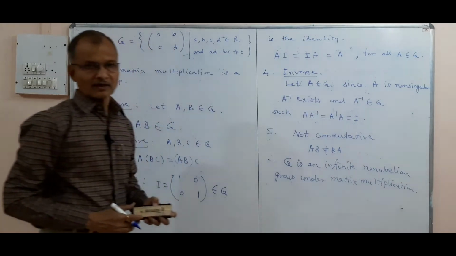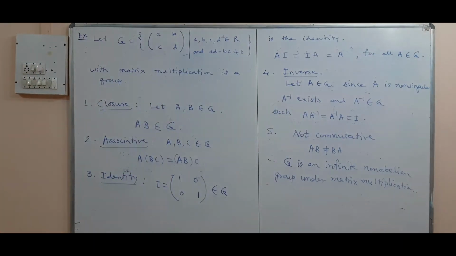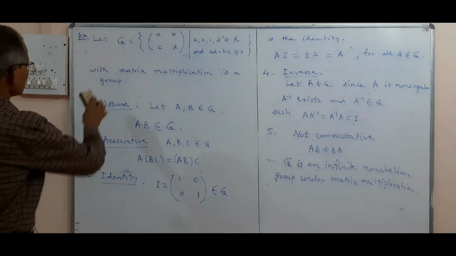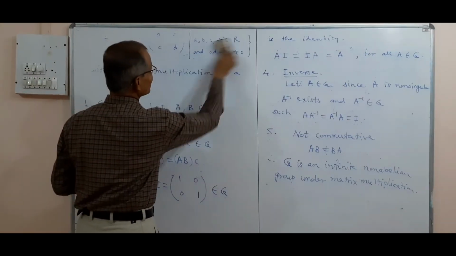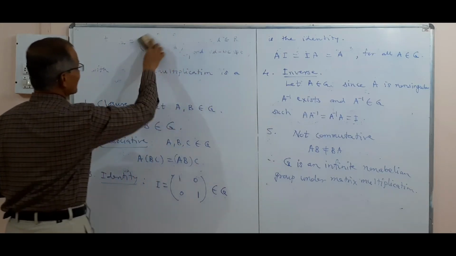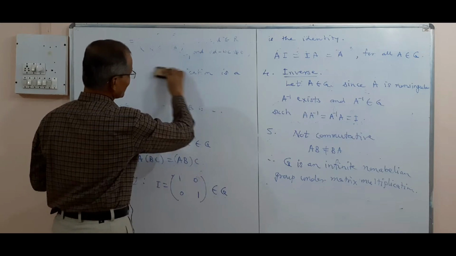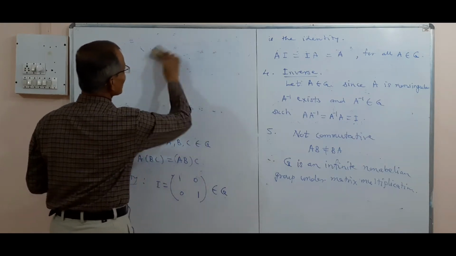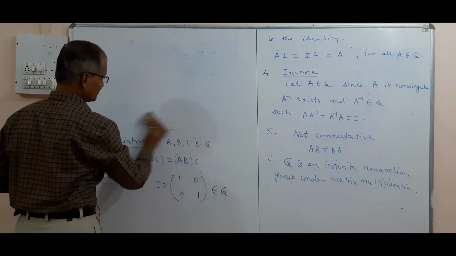We have considered different types of examples. Some are abelian and some are non-abelian. Now we shall consider some properties as lemmas for the identity element, inverse element, etc. So for a group G, we write as a first lemma: let G be a group.